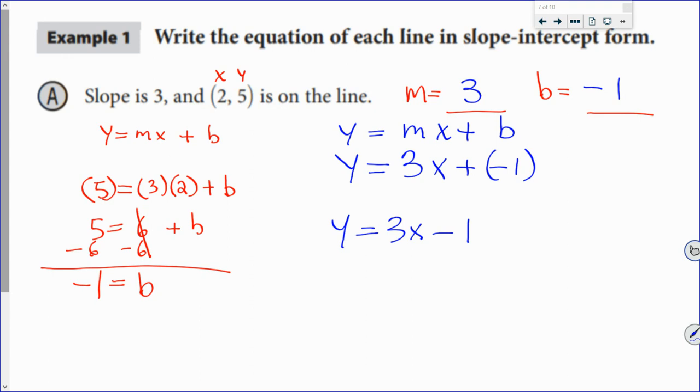So that's all there is to that. Is that hard? No, you already know how to do this. Y equals mx plus b. You know two things: you've got to know your slope and your y-intercept. Then you can write an equation.